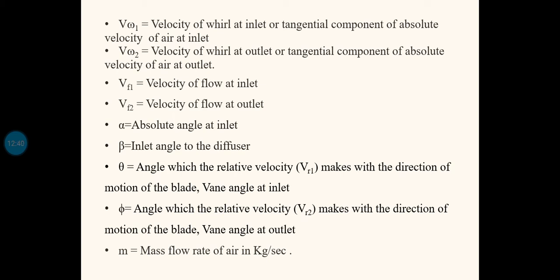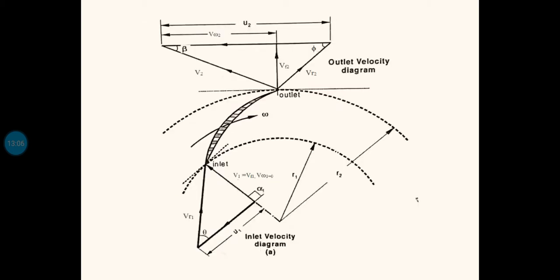Alpha is the absolute angle at inlet, beta the inlet angle to the diffuser, theta the angle which the relative velocity VR1 makes with the direction of motion of the blade, or simply the vane angle at inlet, and phi the angle which the relative velocity VR2 makes with the direction of motion of the blade, called the vane angle or blade angle at outlet. Let m dot equal the mass flow rate in kilogram per second.